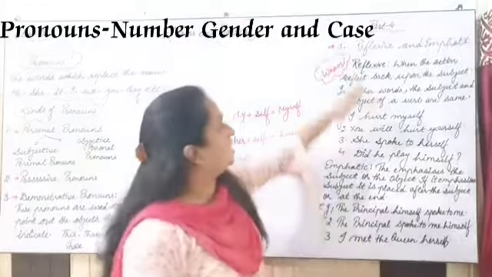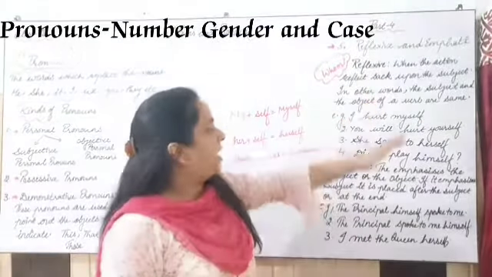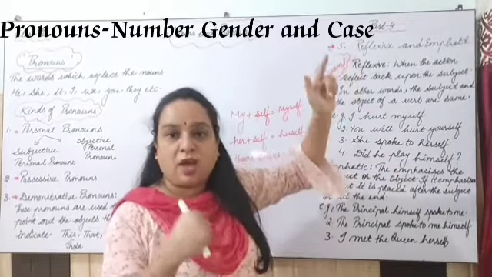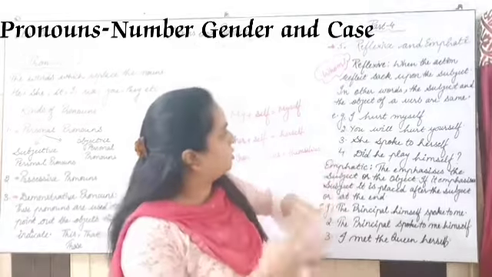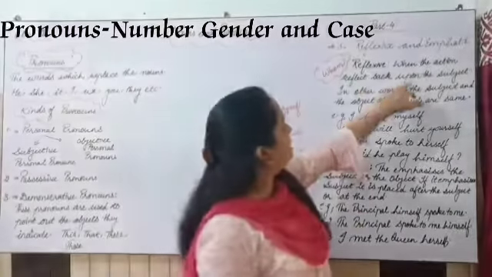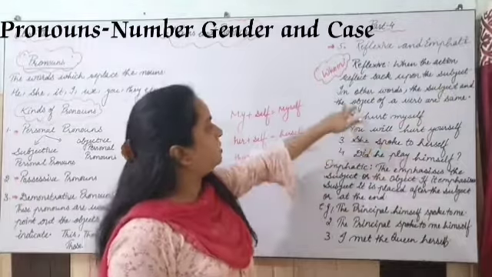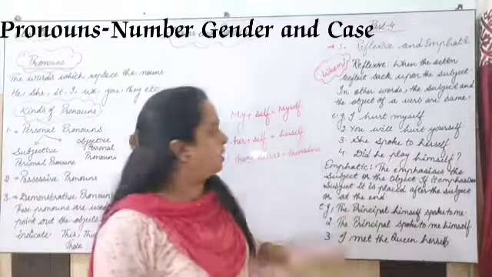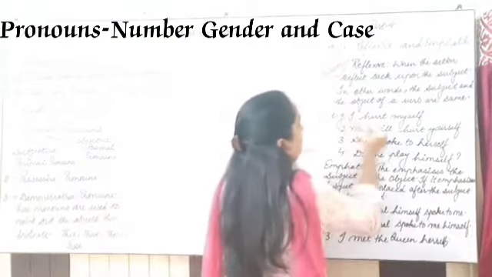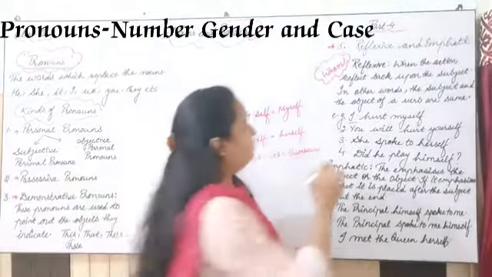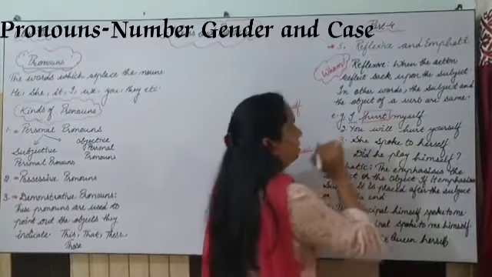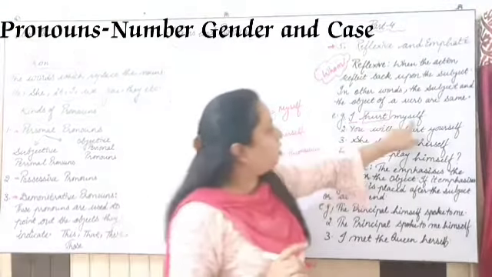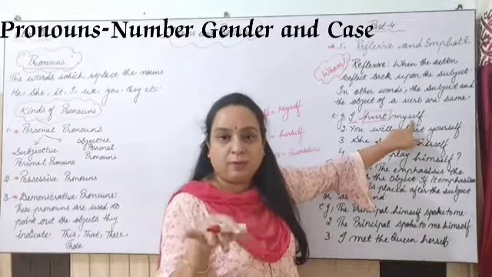So this is the case in the category of reflexive, right? And one more trick I will give you to find out the reflexive one. There is a similarity that when the action reflects back upon the subject, in other words the subject and the object of the verb are the same word. Suppose here, I hurt myself. If we see here, the verb is hurt. Subject is I, and the object is myself. So it is the same, right?